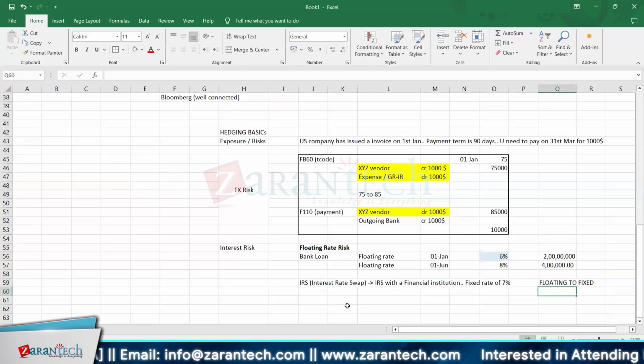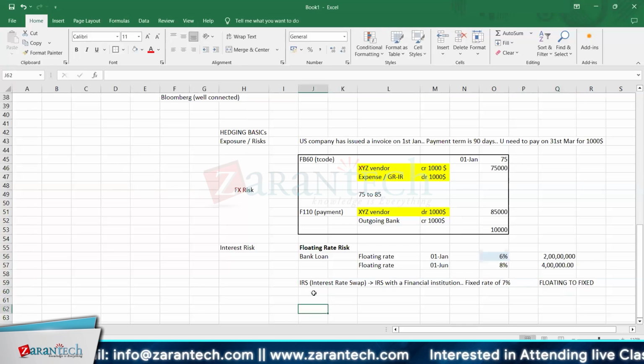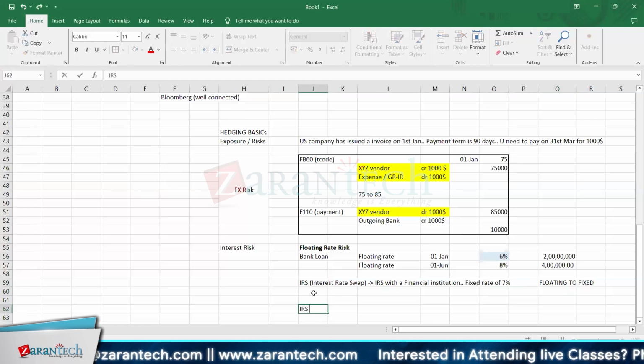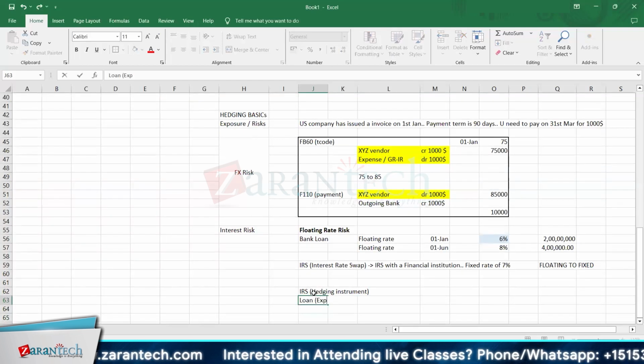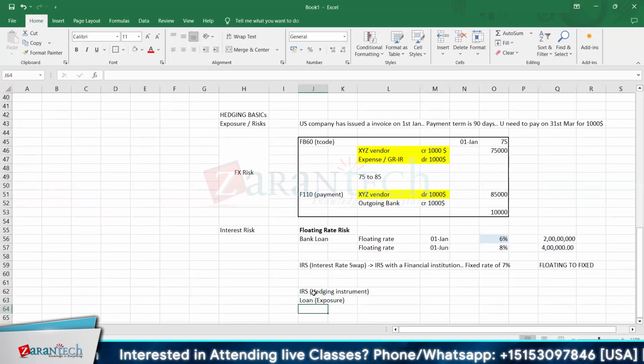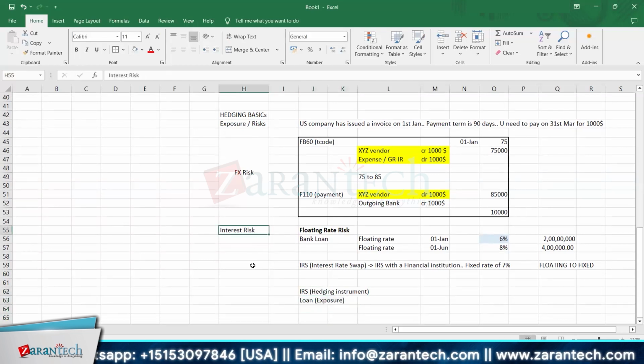So what happens in hedging is that this IRS actually will become a hedging instrument, and this loan will become an exposure. Basically, I am trying to hedge my exposure of a loan by an IRS, which is a hedging instrument. And we can create a hedge plan to link those things, which we'll see in the system later. But for this one, what is the solution? This is a solution for interest risk.